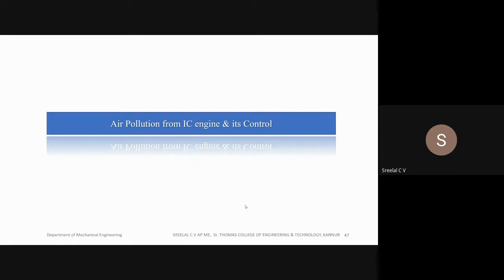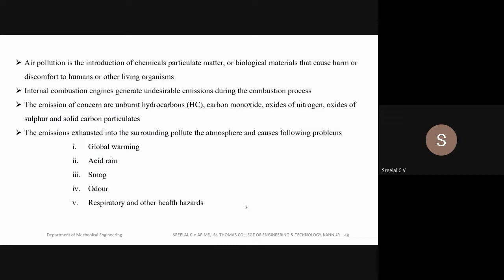Okay, so we are moving to air pollution from IC engines and its control. We are going to discuss how these IC engines are creating this air pollution, how we can control it, and what the remedial measures are to control these pollutions or emissions. First of all, we will be discussing what is meant by air pollution.